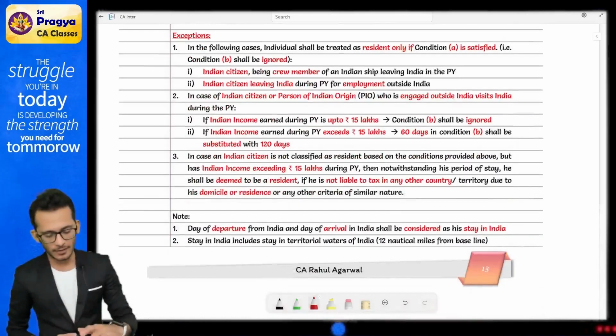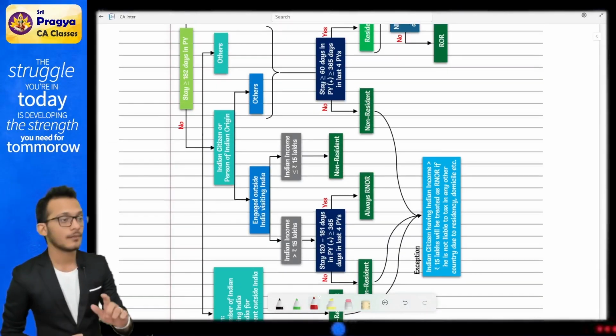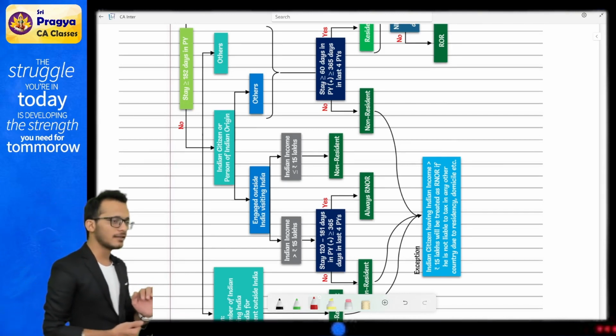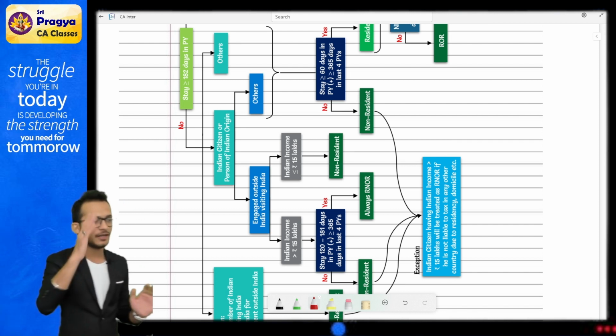We are moving back to the next one called residential status. Now in the residential status, I don't have a policy to discuss the provisions. I only have a policy to discuss the chart. The chart is a little twisted in my book. You look at it from your book. If you remember it from your head, you remember it from your head.